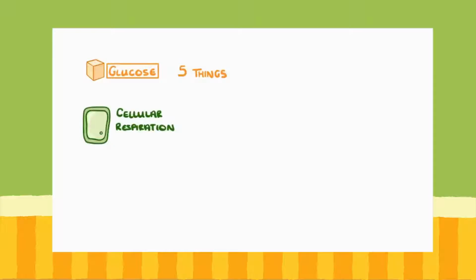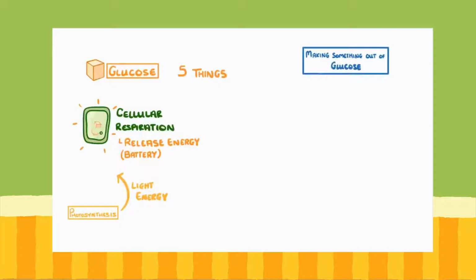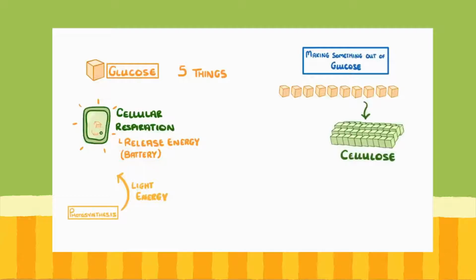One is cellular respiration, which breaks the glucose apart to release energy. So you can sort of think of glucose as a battery. Photosynthesis traps the sun's light energy in glucose molecules, and then other cells around the plant can break the glucose apart again to release that energy when they need it. The other 4 uses all involve making something out of glucose. For example, lots of glucose molecules can be combined to make cellulose, which is a complex carbohydrate that plants use to strengthen their cell walls.